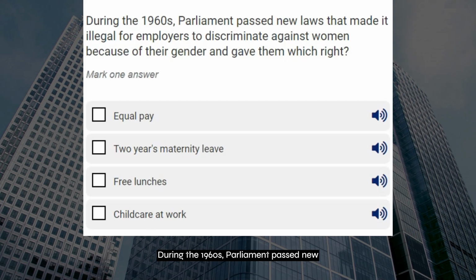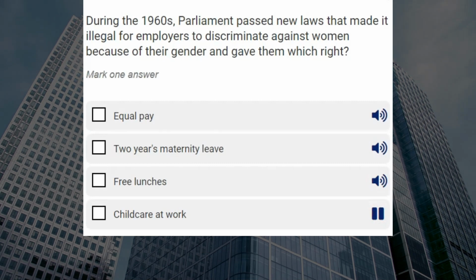During the 1960s, Parliament passed new laws that made it illegal for employers to discriminate against women because of their gender and gave them which right? Equal pay. 2 years maternity leave. Free lunches. Childcare at work. Correct answer, equal pay.